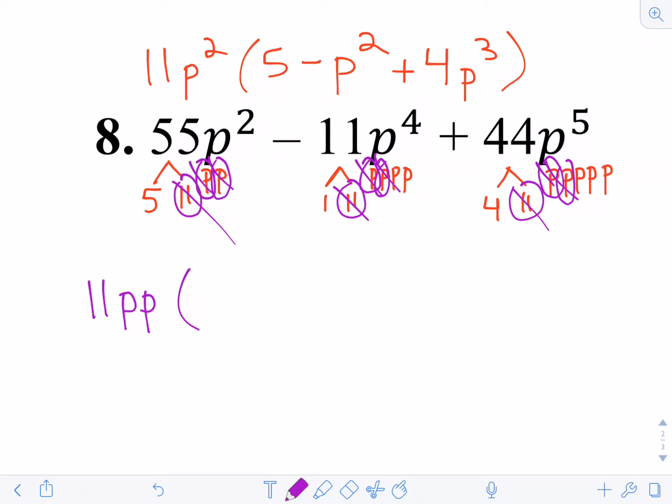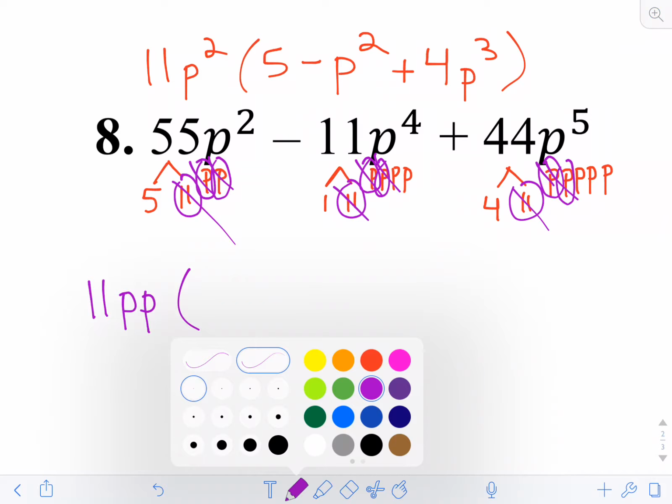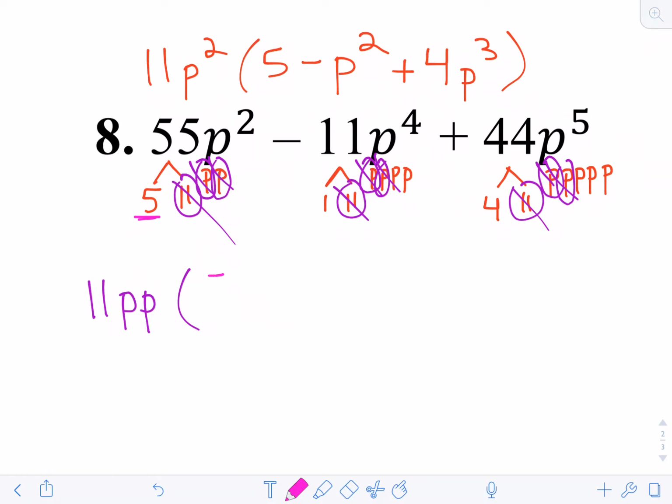So what I have left over on the inside, so I have a 5 right here. So there's a 5. I have 2 p's. I have a 1 if you want to put the 1, and I have 2 p's left. And then I have a 4, and I have 1, 2, 3 p's left.